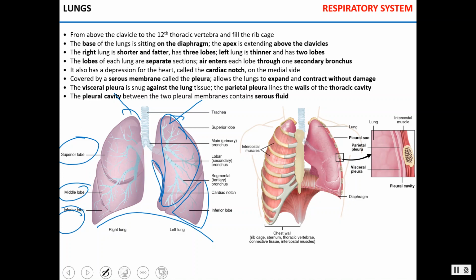Now, the lung is covered by what is called visceral pleura, while parietal pleura covers the pleural cavity. So this pleura secretes fluid that lubricates the lungs. This fluid, serous fluid, fills the pleural cavity, and the pleura covering and fluid in the pleural cavity allow the lungs to expand and contract without being damaged.